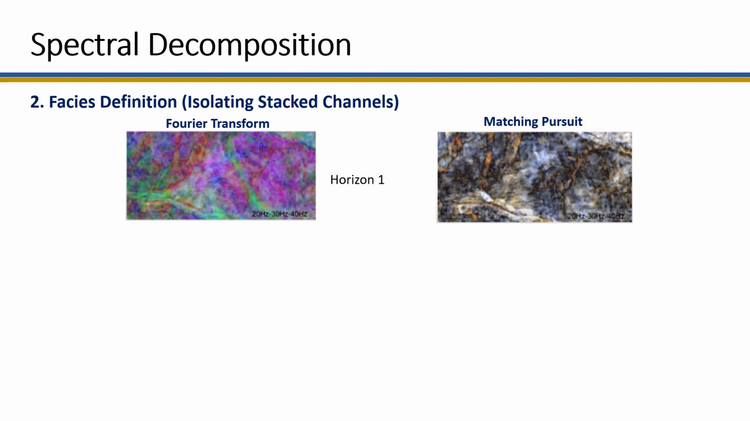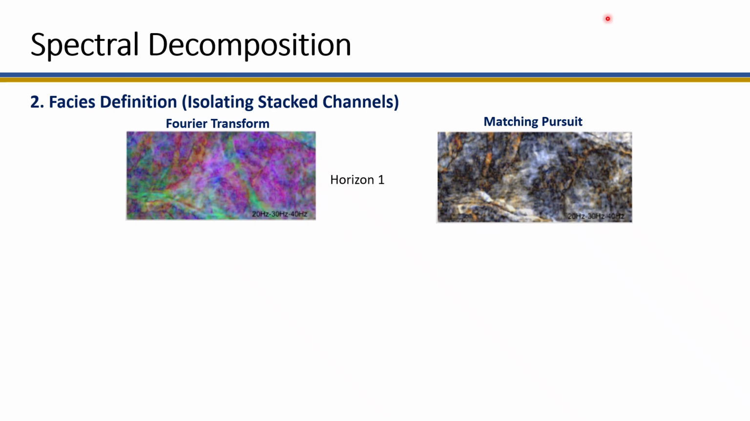The next example I'd like to show you is how we can use frequency decomposition or spectral decomposition when we are looking at a stacked channel to look at the exact depositional layering of the system. Quite often we will have an overlying channel system, and we need to identify exactly where one channel is and where the other one starts below it. In this example, we have the RGB blends from two different techniques, the Fourier transform on the left and the matching pursuit technique on the right.